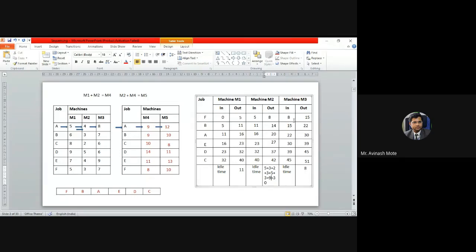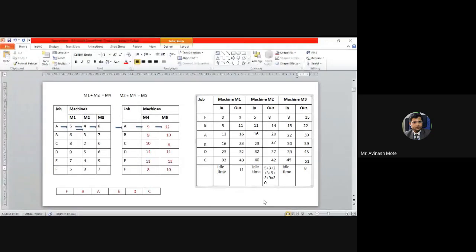And last machine, 8. Because see, here is the only lag time. Remaining here 15, no lag. 22. Okay. 30. 39, 45, and 51, all are ceasing at the 51. Okay, so only start time is the lag here. So 8, 11 and 30. Okay, that will be the idle time.